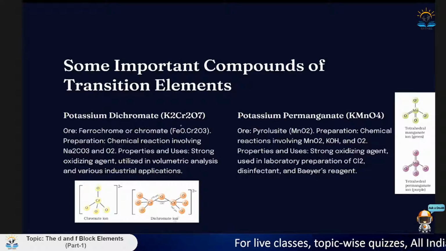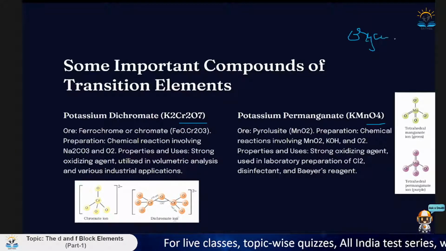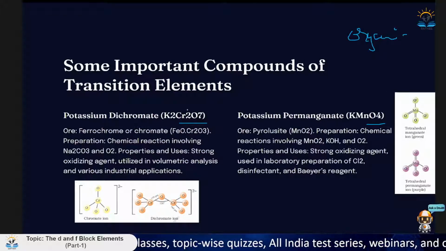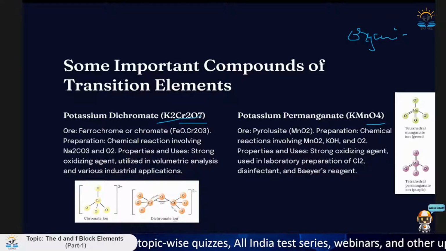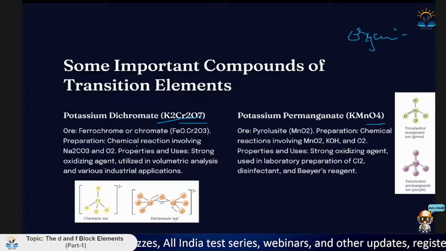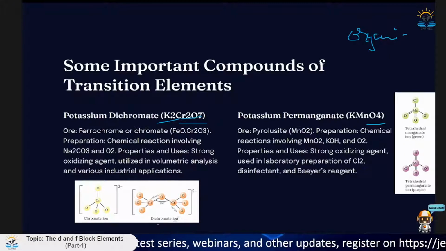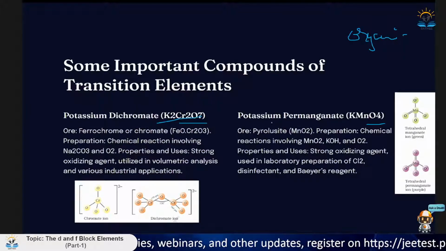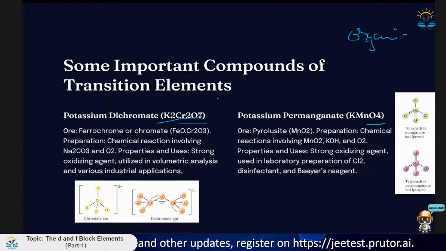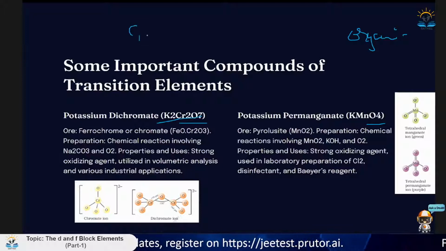Now, we know these two compounds very well thanks to our organic chemistry. What happens in organic chemistry is simply that we know that these two are pretty good oxidizing agents. Now, potassium dichromate actually has a dichromate ion, and potassium permanganate actually has a permanganate ion. Okay.